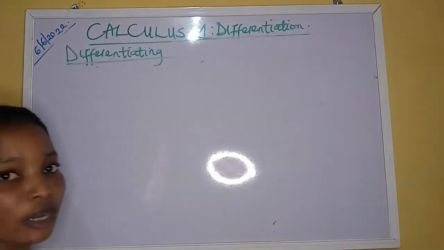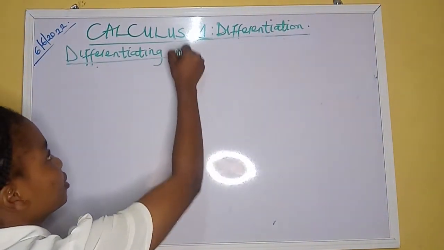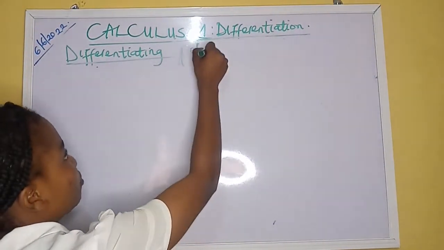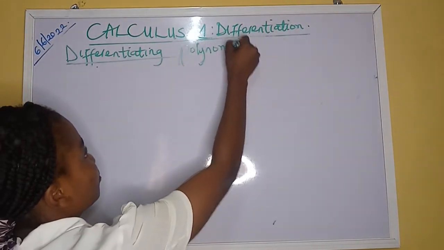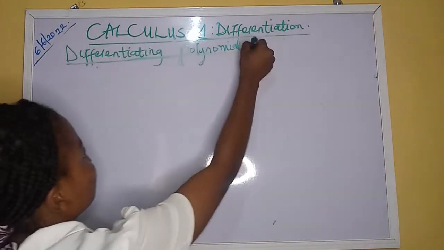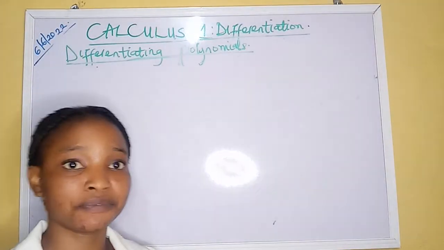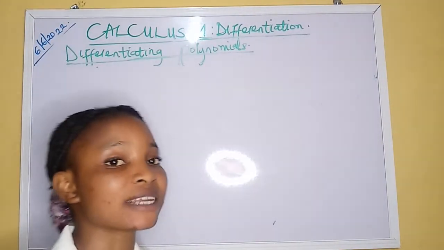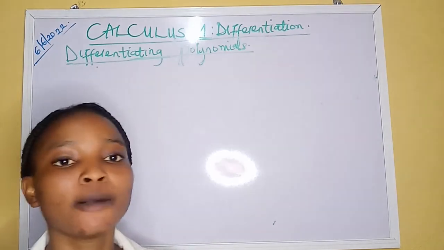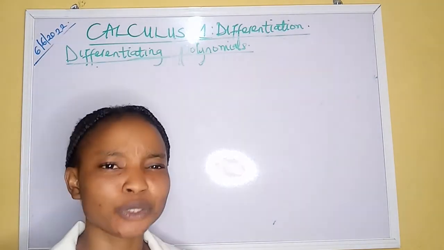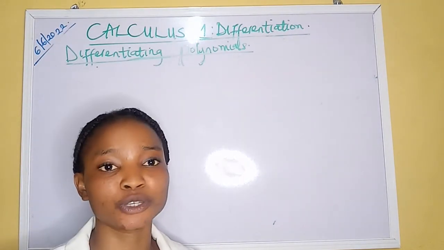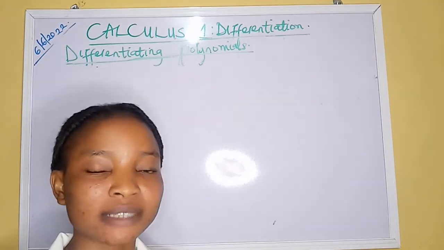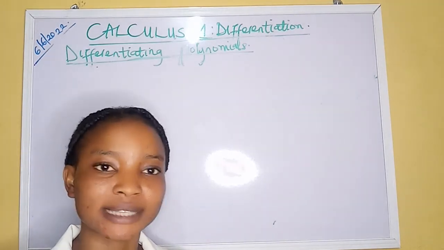So the next thing to talk about here is differentiating polynomials. We want to ask, how do you differentiate polynomials when you have 3x cubed minus 4x cubed plus 2x plus 1? How do you differentiate it? The thing to do is to differentiate these terms one after the other, term by term.